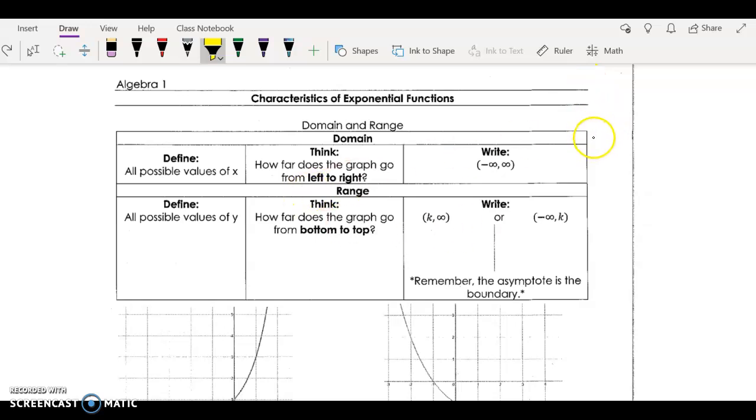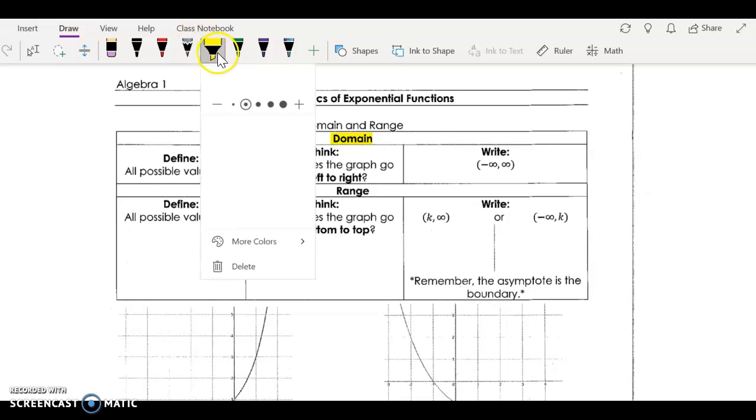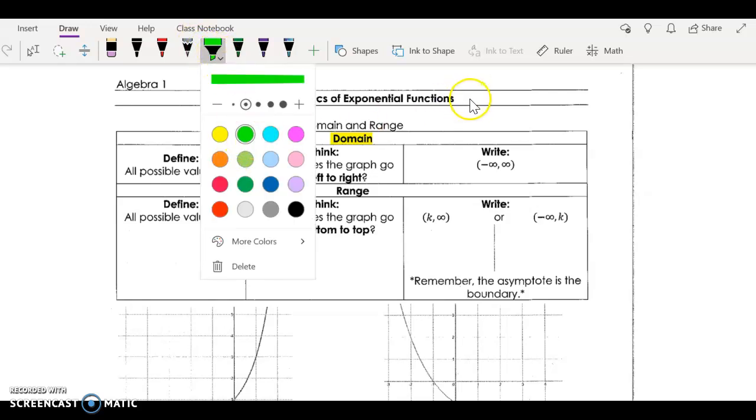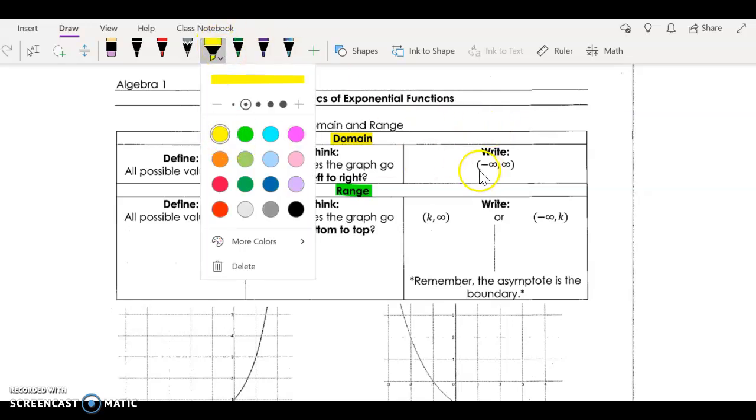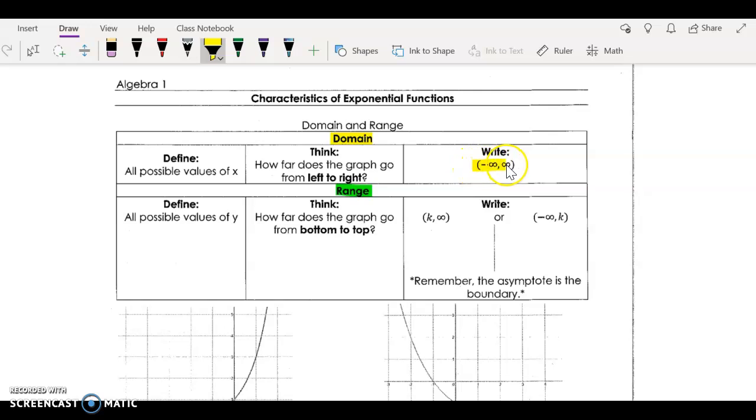Today we're going to be talking about characteristics of exponential functions. And first we're going to start with domain and range. We've talked about domain and range before in this class. We talked about domain and range with linear functions and also quadratic functions. The domain of all of the functions we've talked about this year have been negative infinity to positive infinity.